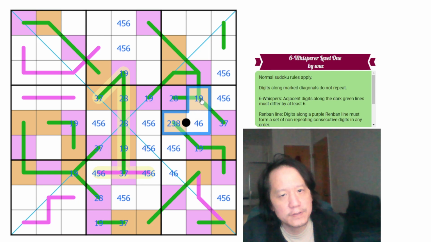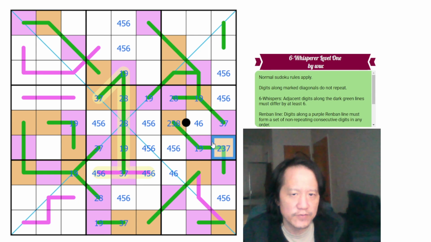And this we don't know. This is 2, 3, or 8. So if this were high, this would be 8 and this would be 7. If this were low, it still could be 2 or 3. So this could be 2, 3, or 7 here.